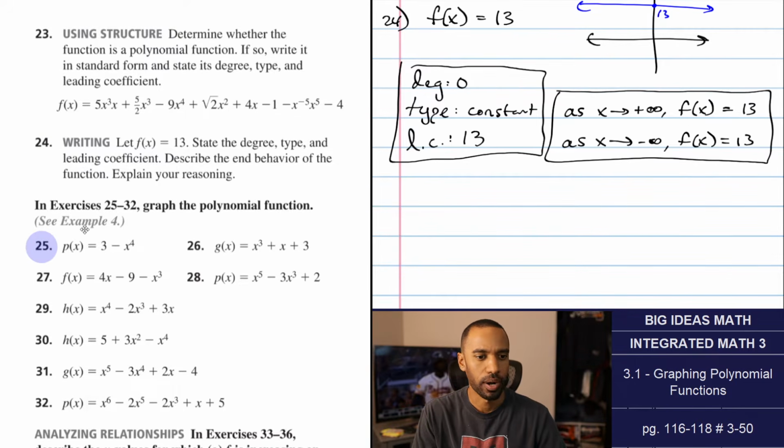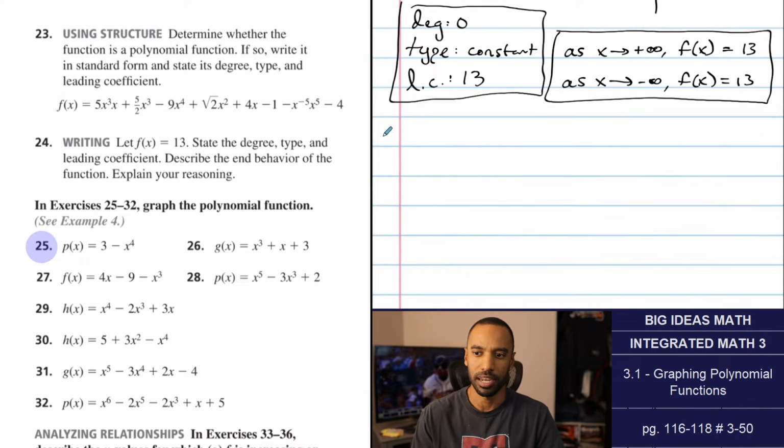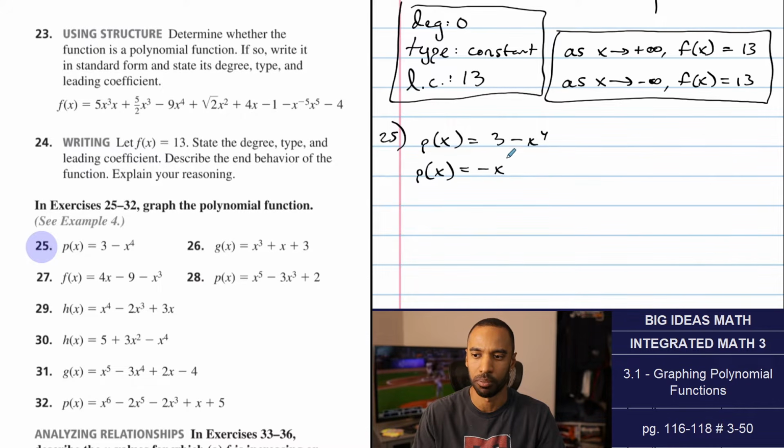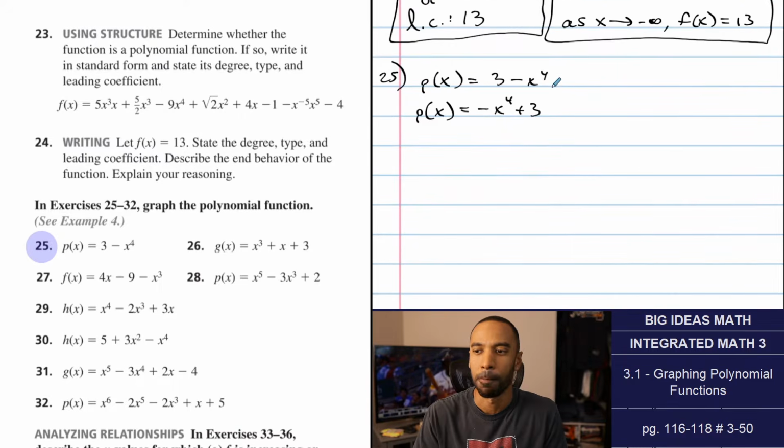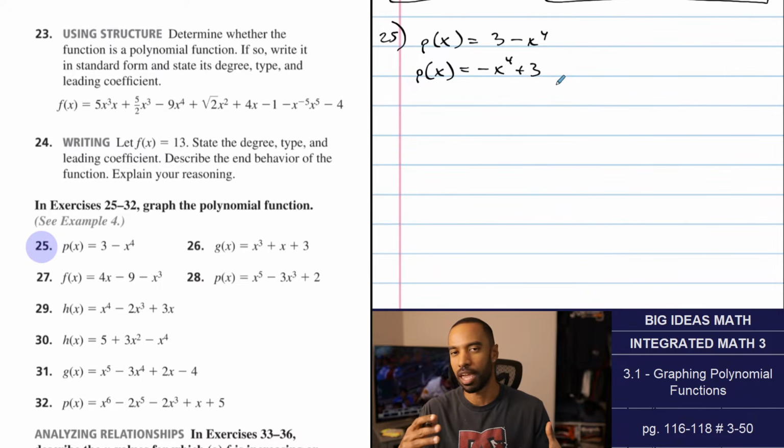All right, and exercise is 25 to 32. Graph the polynomial function. So this is where we're going to get into a bit of a table talk, if you will. P of x equals 3 minus x to the 4th. Very first thing I'm going to do in this problem, guys, is rewrite this in standard form. Don't go without doing that, please. Just get to that idea. Because here's the thing. I still want to know the end behavior. I still want to know the degree of the polynomial. I want to know its nature.